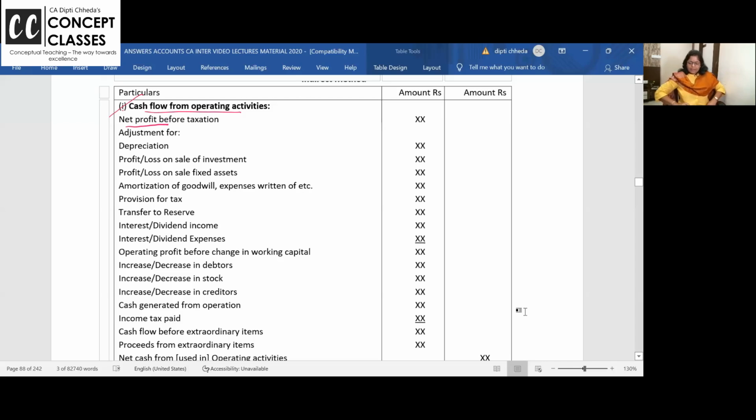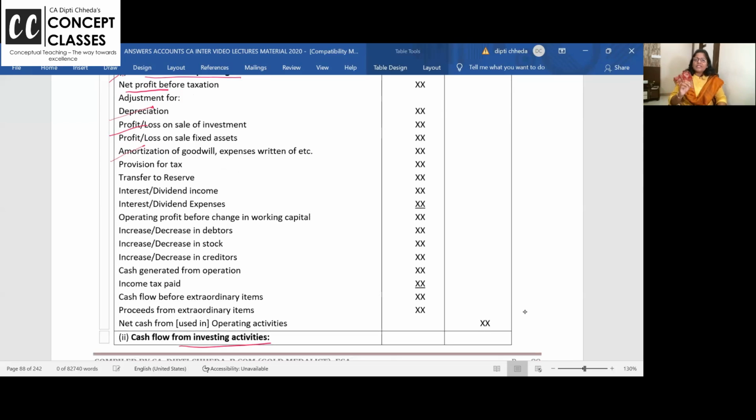So now let us take up this format of the cash flow statement. Whenever I am saying something, you analyze why we are doing add and why we are doing less. Like we have net profit, add depreciation, adjust profit and loss. If it is a loss, add back; if it is a profit, remove it, because in sale consideration it is already taken. Add back amortization of goodwill, it's a fictitious expense. Provision for tax, transfer, interest income, remove.